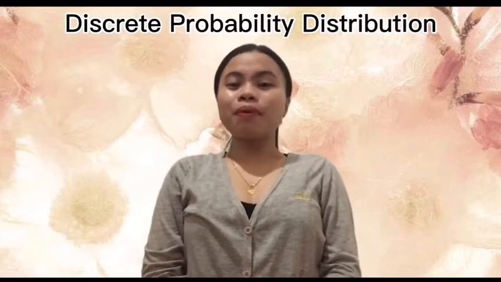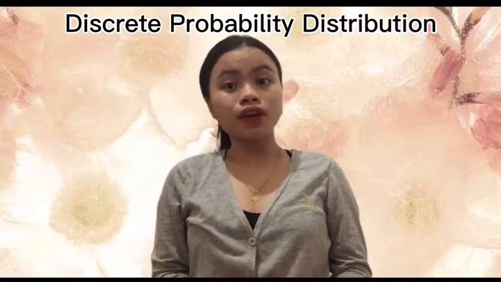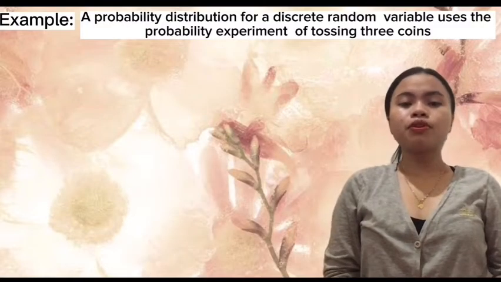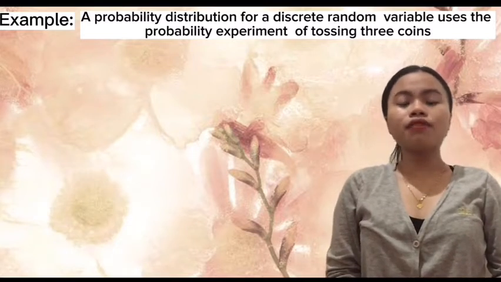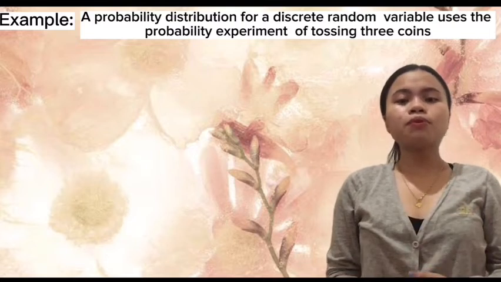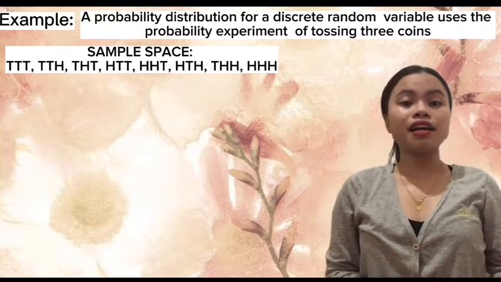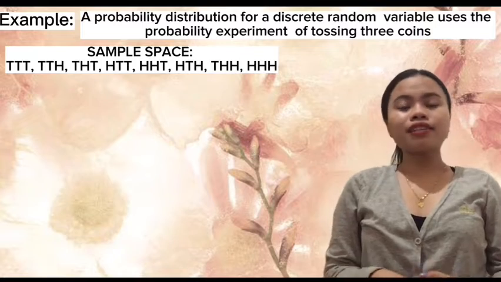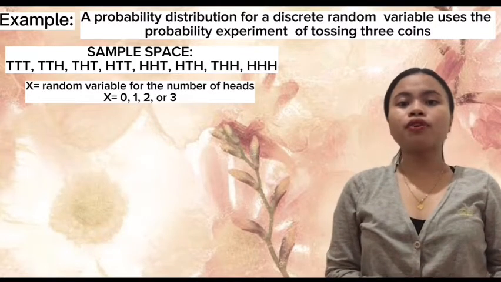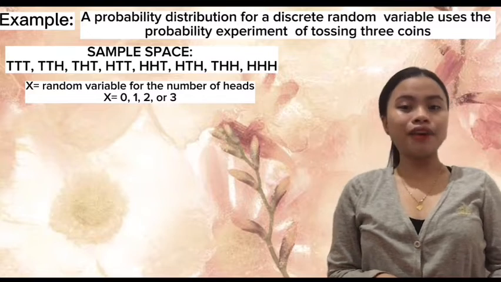So what is discrete probability distribution? But before we define that, let me give you an example first. Let's say a probability distribution for a discrete random variable uses the probability experiment of tossing 3 coins. So the sample space will be TTT, TTH, THT, HTT, HHT, HTH, THH, and HHH. If X is represented by the random variable for the number of heads, then X assumes the value 0, 1, 2, or 3. Probabilities for the value of X can be determined as follows.